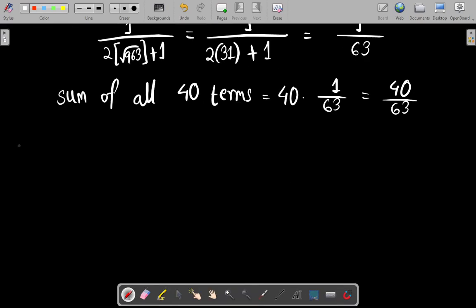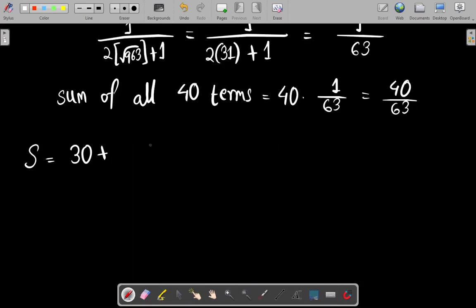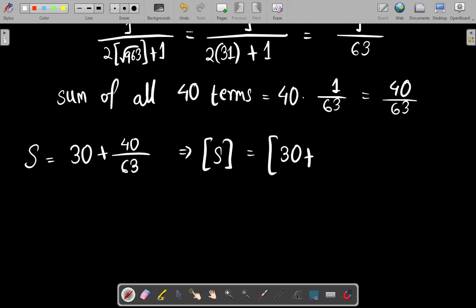So we have completed almost. Now S is this 30, which we have reduced here. See, we get each one value for k equal to 1, k equal to 2, k equal to 3, up to k equal to 30. And for k equal to 31, we get the sum to be equal to 40 upon 63. So this is the entire sum. Now we are required to find the greatest integer value of this sum. So this is going to be 30 plus 40 upon 63.